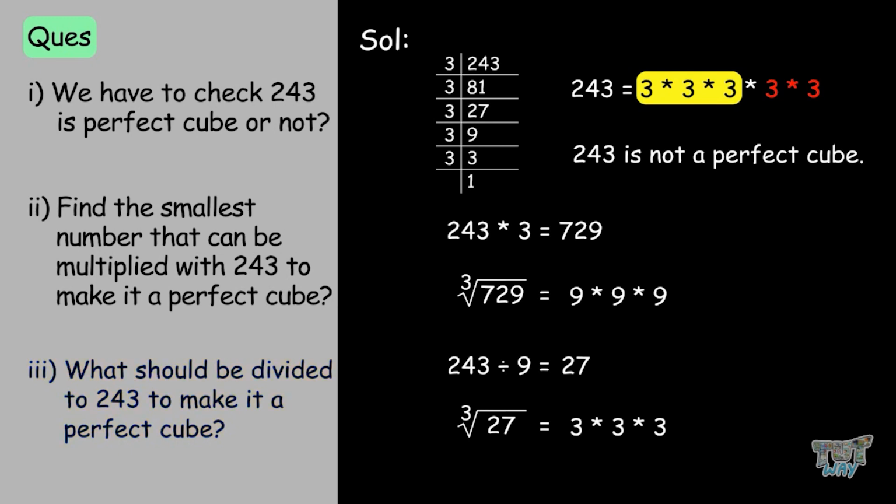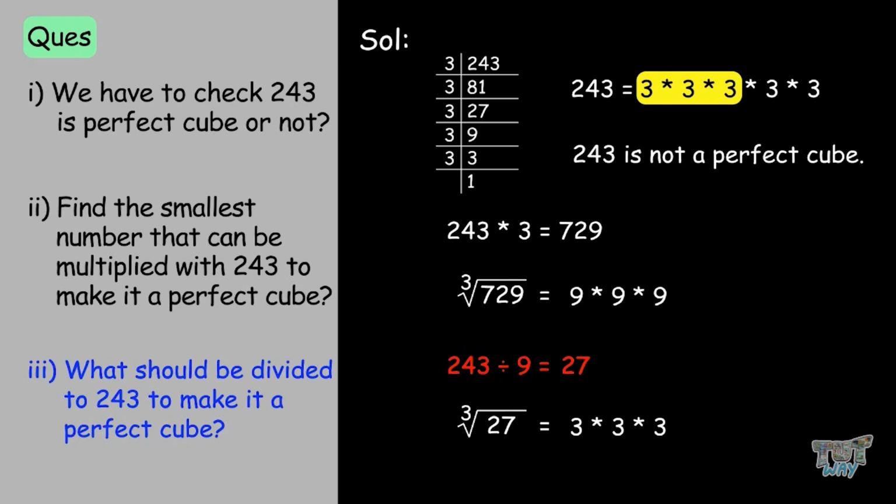I repeat, the question was, is 243 a perfect cube? We did prime factorization, and since there was not 2 triplets and only 1, it was not a perfect cube. The second part of the question was, what number should be multiplied with it to make a perfect cube? One 3 was missing, so it needed to be multiplied with 3 to make a perfect cube. And then, finally, for the third part, we needed to divide 243 by 9 to make it a perfect cube.